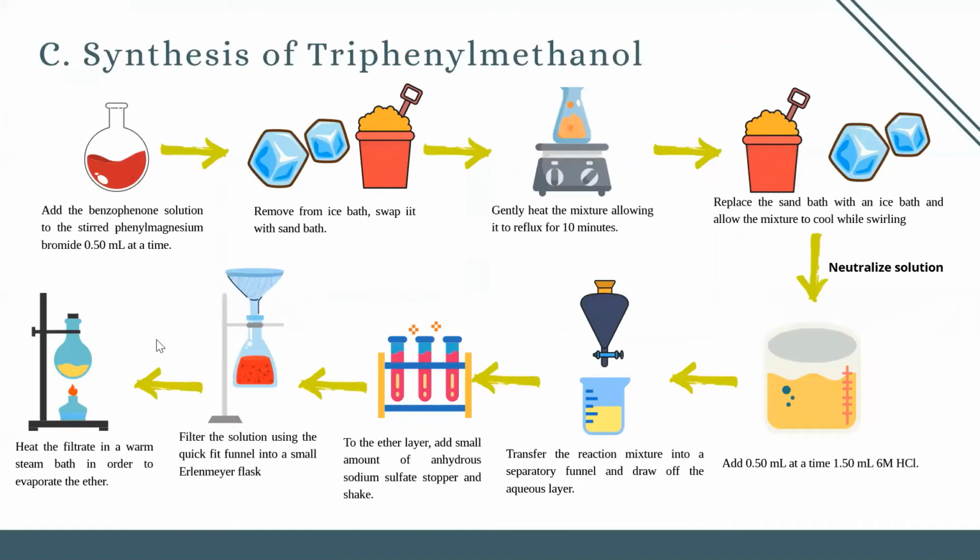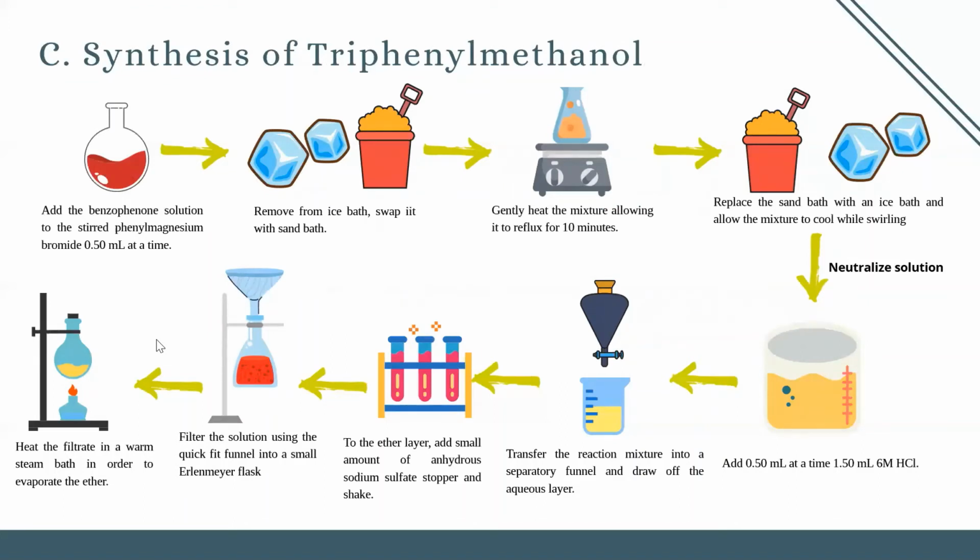So for the synthesis of triphenylmethanol, first you must add the benzophenone solution prepared in the previous method to the stirred phenyl magnesium bromide, 0.50 ml at a time. This time, the solution will turn bright red with the formation of a chalky solid which gradually solidifies.